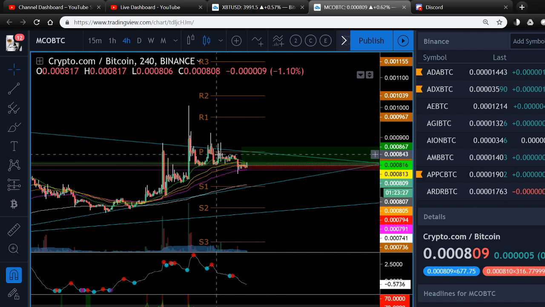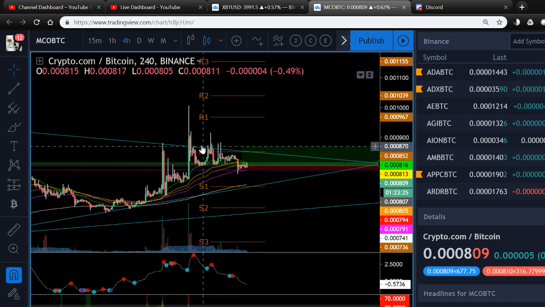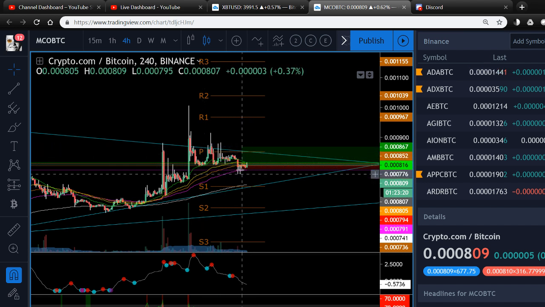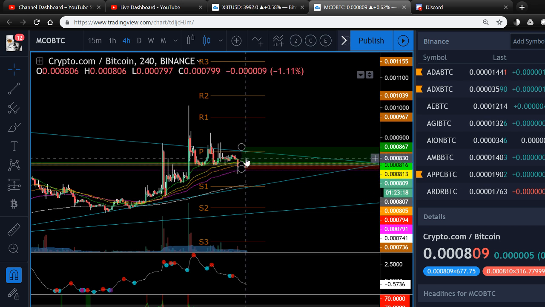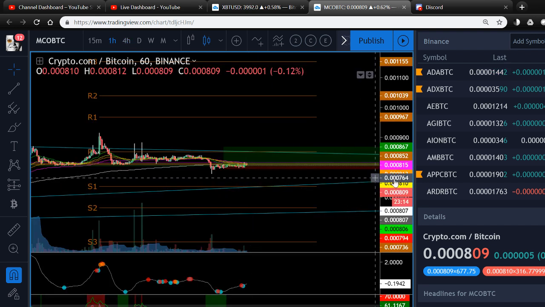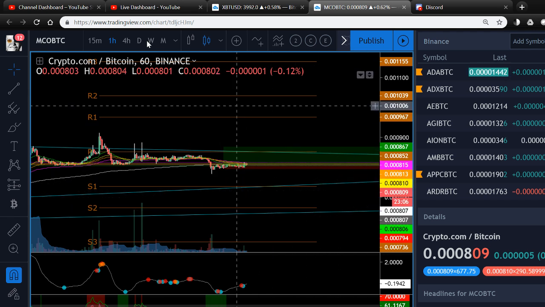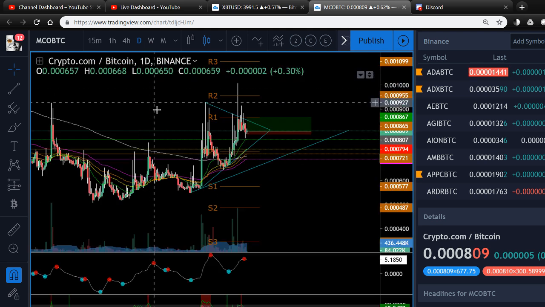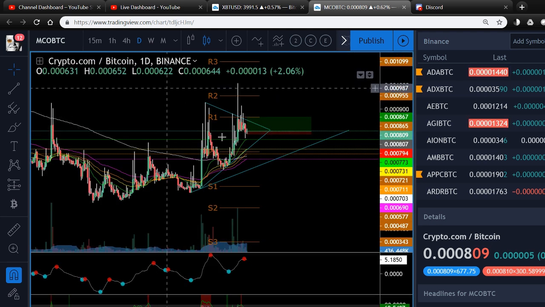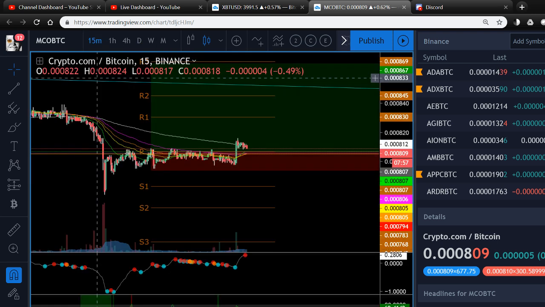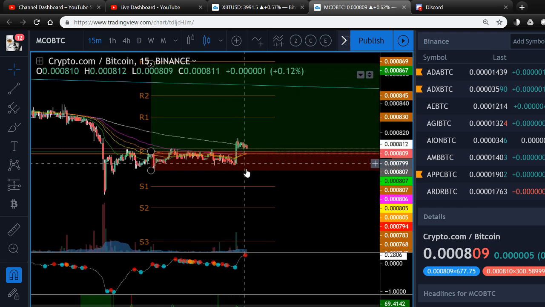Then on the 4 hour, we've been fighting this resistance here, but again, it's possible that we hold right here, this 81, and move up on the 1 hour. So on the 4 hour, we're already on the uptrend. On the 1 hour, we're just above the 200. So technically, we're still on an uptrend. On the daily, we're also already on an uptrend. On the 15 minute, we're fighting with the uptrend right now.